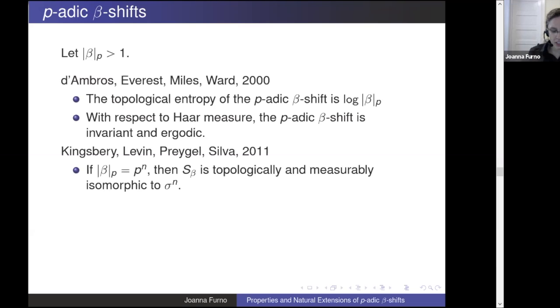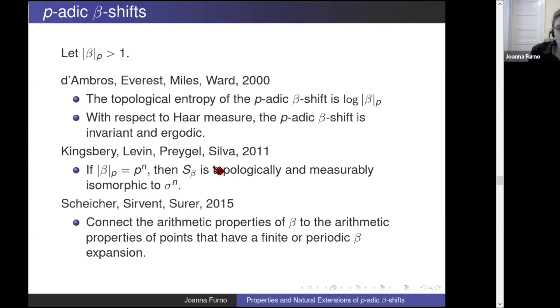Okay, so Kingsbury and co-authors in 2011 showed that, again, the only reason we're saying this is equal to p to the n, it is to some p to the n, which one? That one. That tells you which shift you are topologically and measurably isomorphic to. And here they didn't call it a beta shift, but it has the same formula. It was one of their examples in their paper.